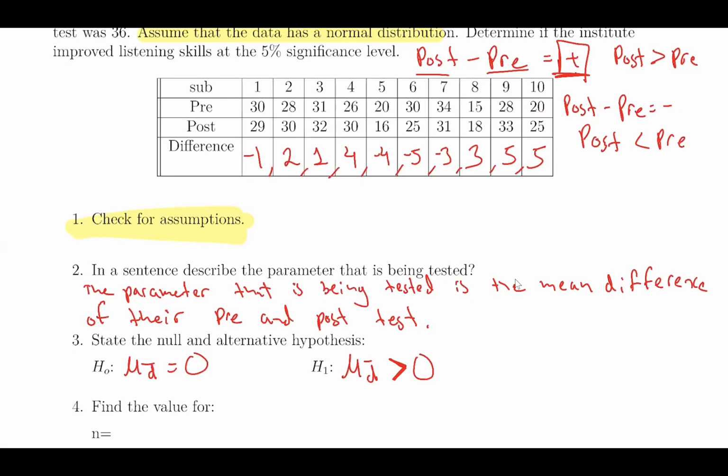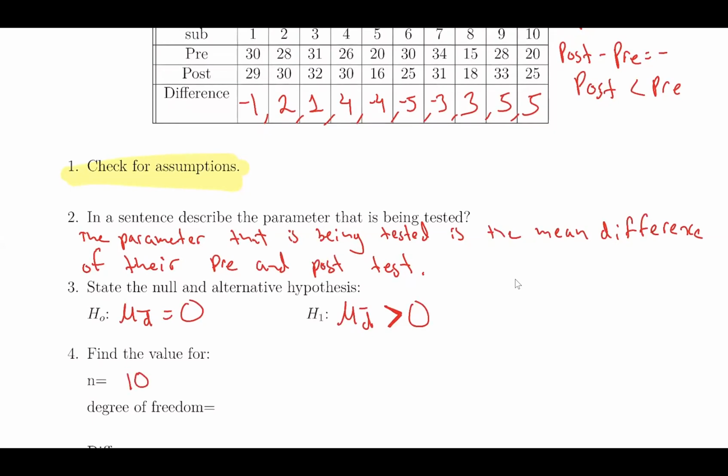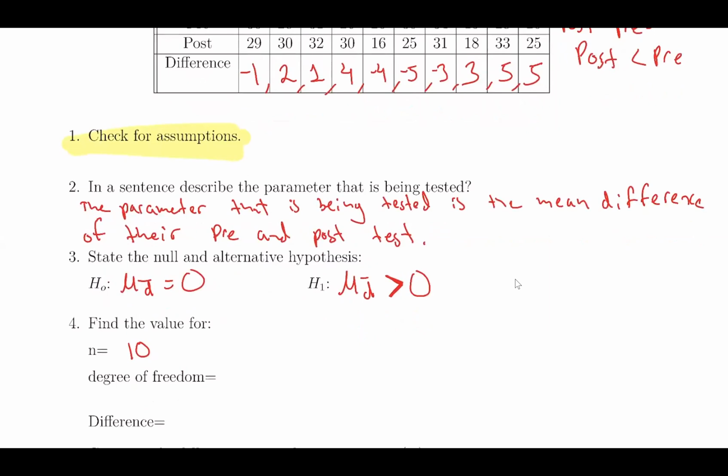All right, so let's do n. So n is how many people participated in this study. So that will be 10. If we look at degrees of freedom, it will be 10 minus 1, which is 9. Our difference is this.